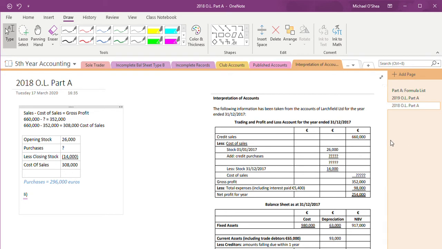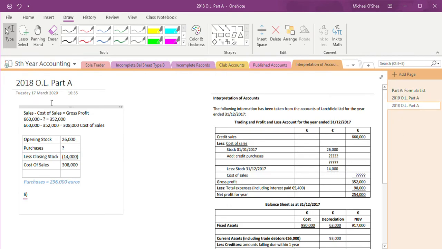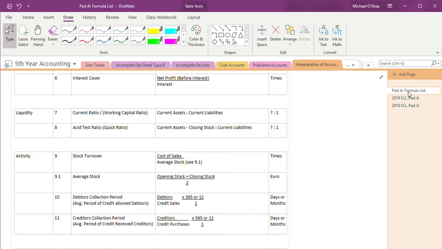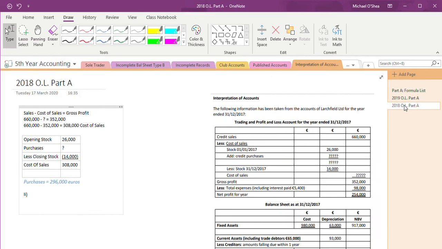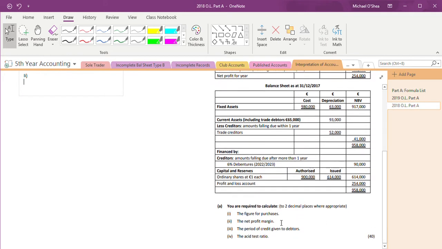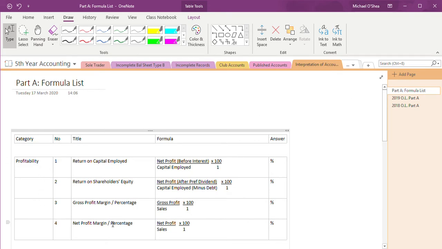The second one in part A, I'm asked to look for the net profit margin. This is your OneNote 5th year accounting. I have put your formulas, there's 17, 18 that I've put up here on OneNote, under part A formula list. The one we're looking for is the net profit margin, also known as the net profit percentage. I'm going to go to my formula list. It's up here at the top, under profitability, and it's net profit margin or percentage.